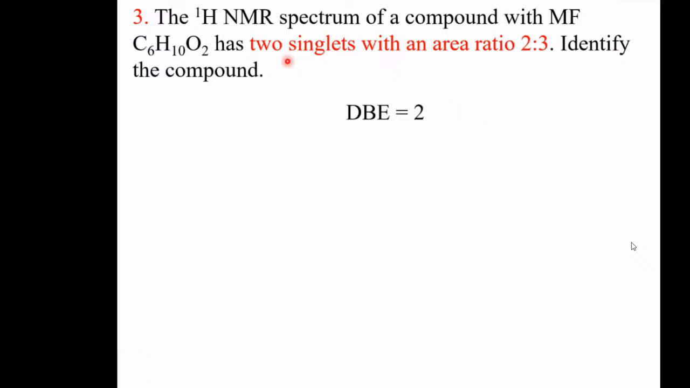And then the signals are singlets in 2:3 ratio. That means what could be the groups? The groups could be methylene and methyl. 2 methylene protons and 3 methyl protons. So the structure could be this. You have 2 methyl groups and 2 methylene. So 2:3 is the ratio of methylene protons and methyl protons.